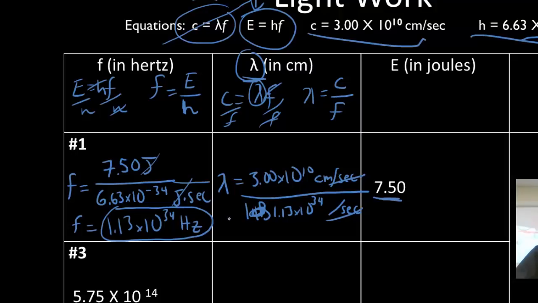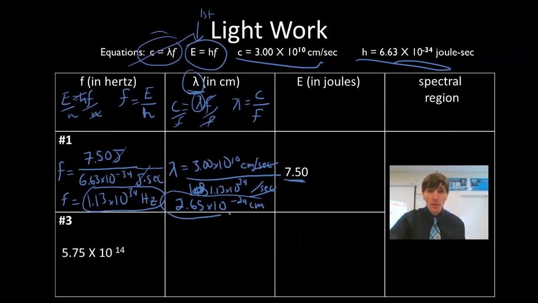So I punch that in, and I'm going to get an answer of 2.65 times 10 to the negative 24th centimeters. Now I'm going to warn you, it's okay that you're going to get really small wavelengths because light is a really, really small wave. So you're going to get really small wavelengths and really fast frequencies because those light wavelengths occur a lot of times per second and they have very small wavelengths, so expect those numbers. This spectral region thing over here, we're going to talk about when you return, and I hope that this video was helpful.